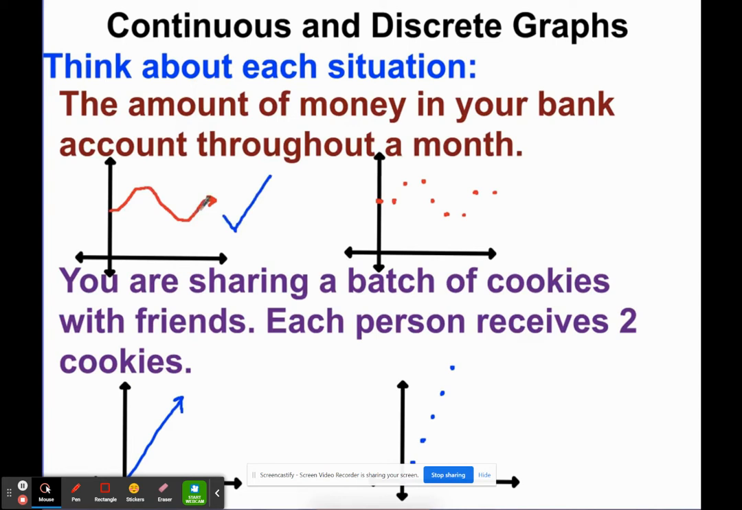Well, if I think of a bank account, each and every day and every minute of that day and every second of that day, there's either money in there or being taken out or being added. So this would be the graph for that. It would be continuous. Discrete wouldn't make sense in this situation because at each point in the day, there's either money in there or there's money being taken out or put in. So not discrete for this situation.